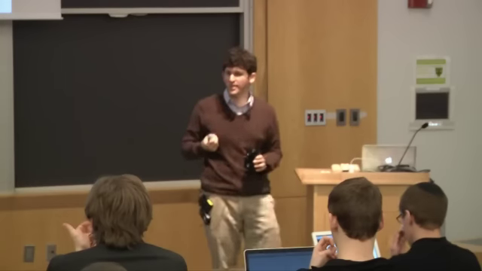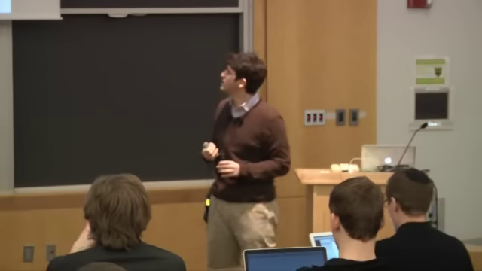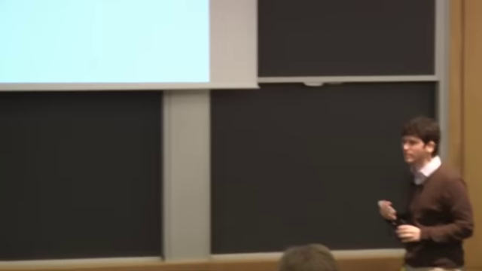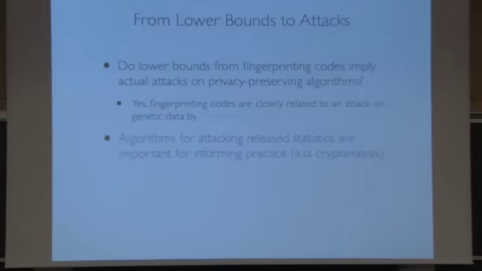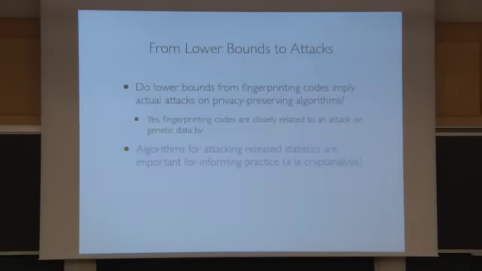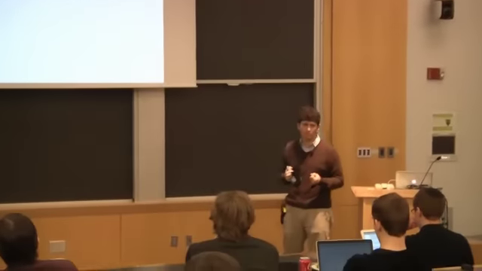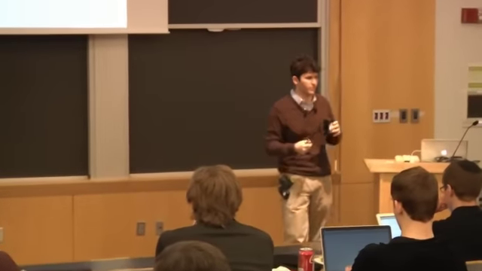And I think understanding whether fingerprinting codes can be used to either make these attacks more powerful or whether we can actually show that these attacks can be mitigated in practice is important. And more generally, I think that just understanding algorithms for attacking released statistics is something that should be given more attention. So I think it would be great to develop something analogous to cryptanalysis, which has been so important in informing cryptography and security, that we can use to inform practical algorithms for differential privacy.